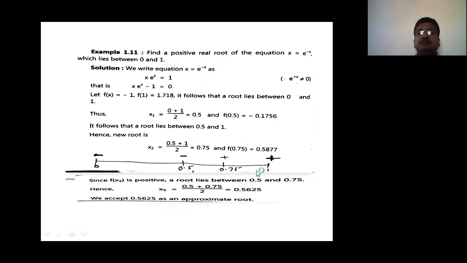If your question is to find a positive real root up to 2 or 3 decimal places, then we find further approximations, that is, find x4, x5 by using the same method.